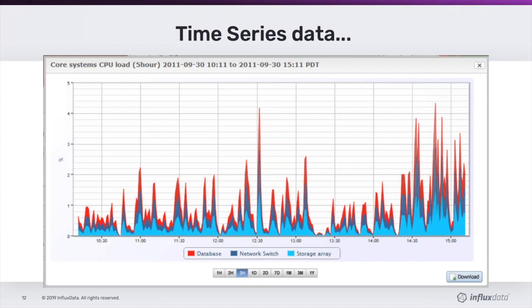Another good use of time series data is monitoring those core CPU loads. Look right along that x-axis, and we're seeing how these data points are changing over time. We're following the database load, the network switch, and the storage array, and we're seeing how those are all changing over the last 5 hours.